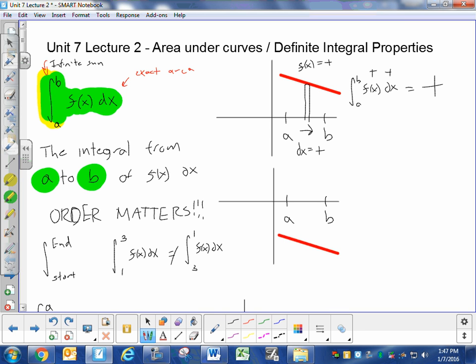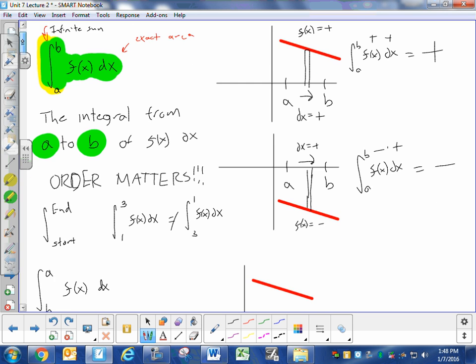Which is why when the function is below the x-axis, like here, if I took a rectangle, my function values, which are my heights, would be negative, but since I'm going from left to right, my widths are still positive, and all of a sudden I have a positive times a negative, which is why we say the area is negative. Sorry, negative times a positive. Negative heights, positive widths.